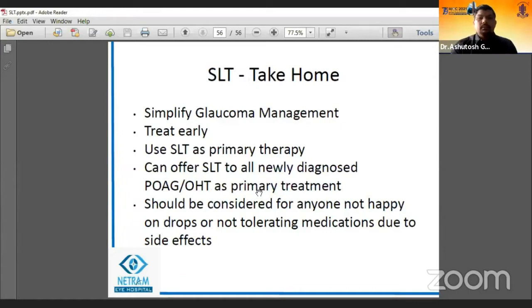My take-home message for SLT would be: you can simplify glaucoma management. You can treat early, if an SLT machine is available. If not available in the periphery, obviously glaucoma medications are available over the counter in every region. But if an SLT machine is available, it is a better option, and can be offered in all newly diagnosed open angle glaucoma or OST patients as a primary treatment, and also be considered for patients who cannot tolerate medications. So, thank you.